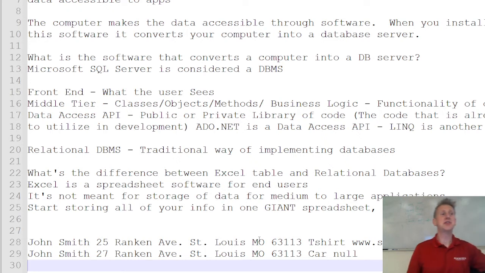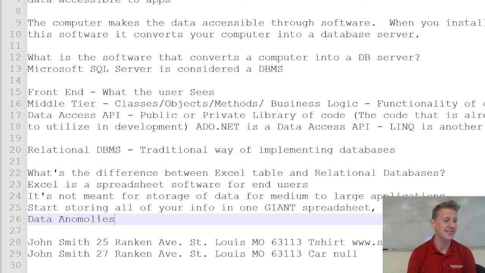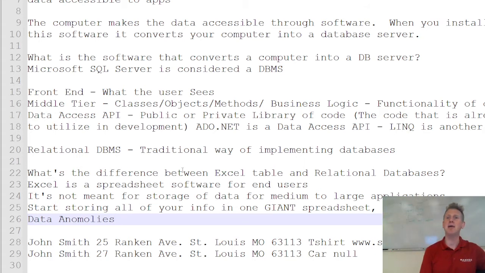Okay? So as it turns out, what's in my mind is to store everything in one giant spreadsheet. Turns out that's very inefficient for these kinds of reasons. Okay? These are problems with the data. If you store it all in one place, problems will come up. There's a fancy term that you'll hear called data anomalies. All the phrase data anomalies means is problems with the data. Like your data's not in a good state.